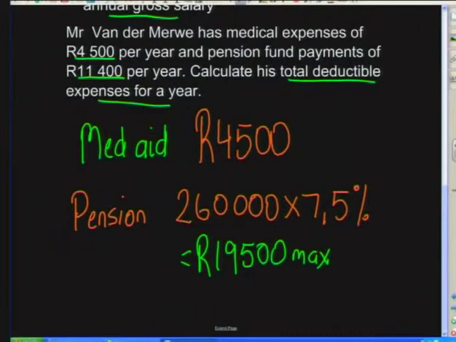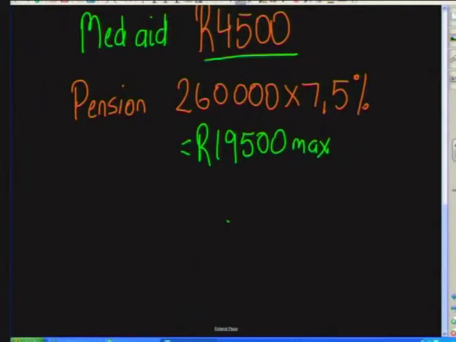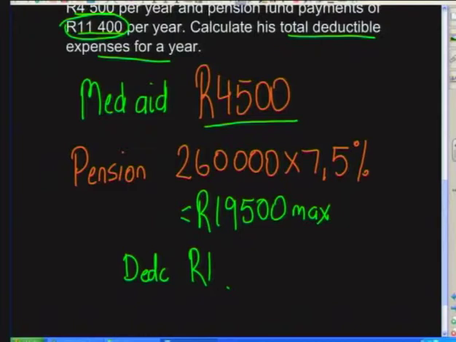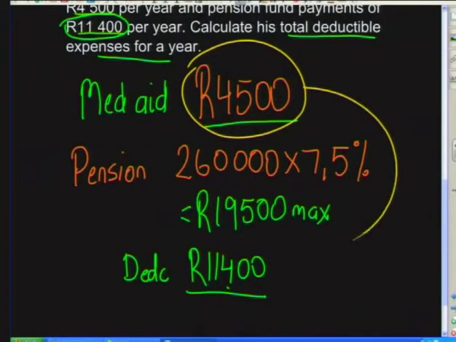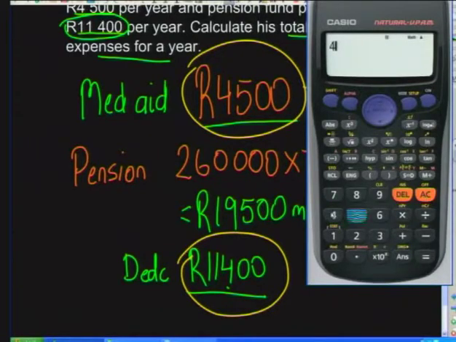But how much does he pay? He pays 11,400. So for his pension, his deduction is 11,400. So in total, we need to take that, let's do a different color maybe, we're going to add that and that. So let's get our calculator out. It's 4,500 plus 11,400. We get an answer of 15,900.